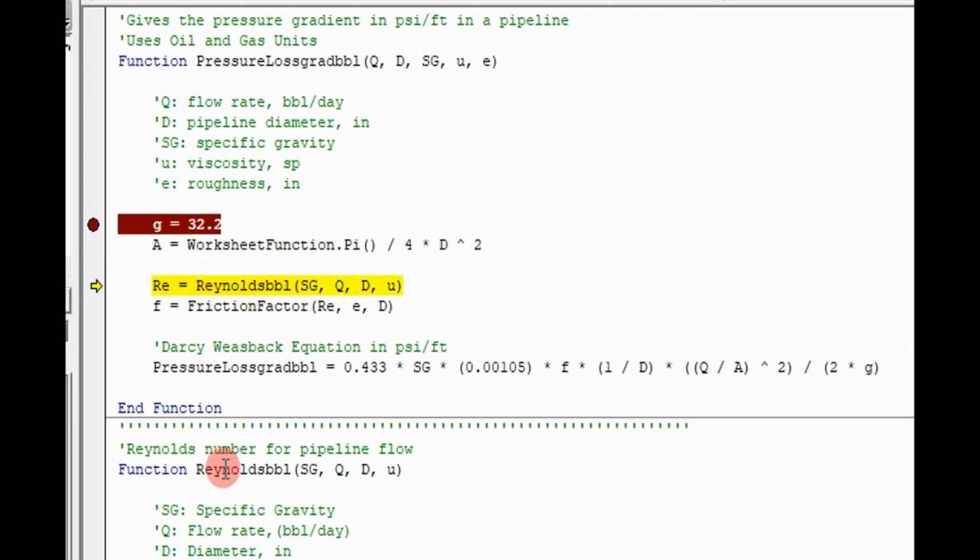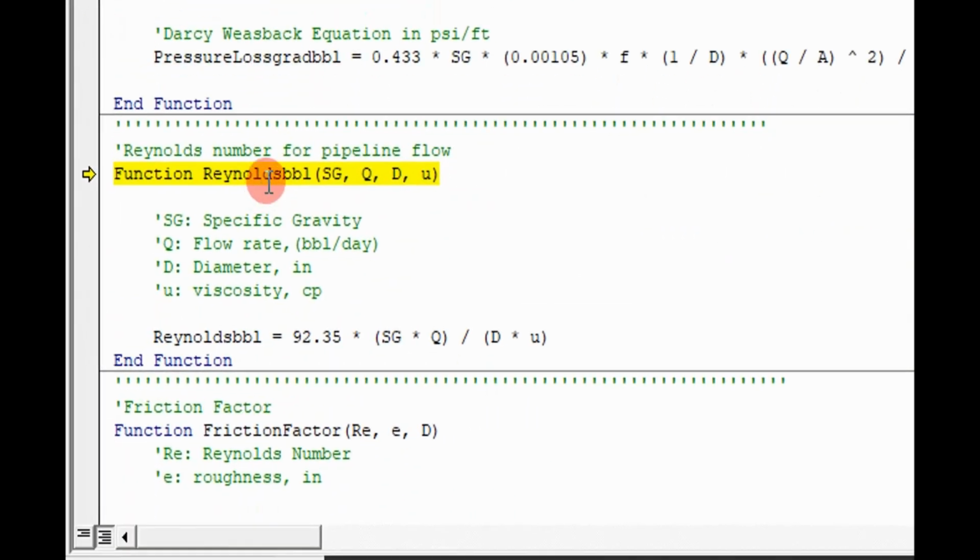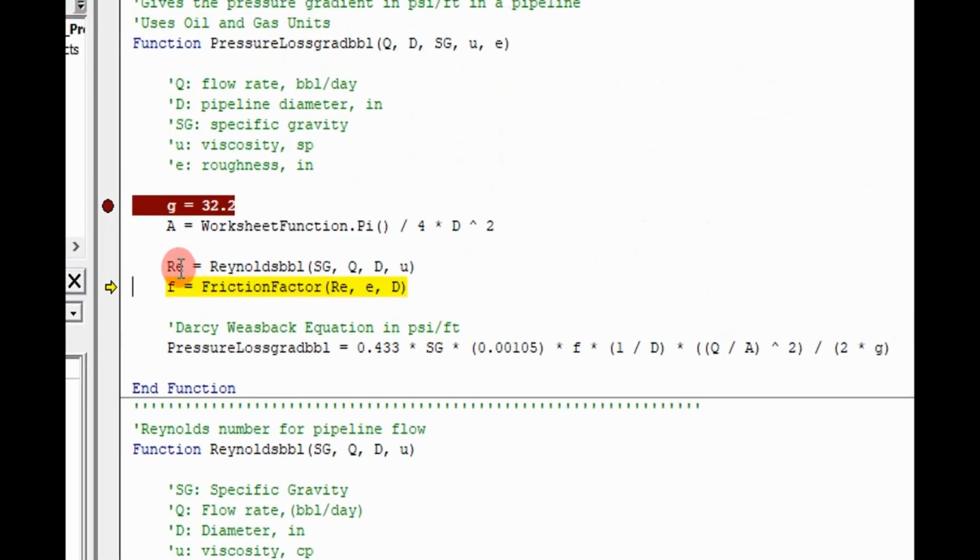I've broken this down. And you can see here, if I press F8, it steps into my Reynolds number function. And so if we step through that, this is my Reynolds number for oil field units, and then it returns that value. And you can see here it returned a value of 35,770.8, which is the same value we calculated in our hand calculations. And now I pass that value into the friction factor method.